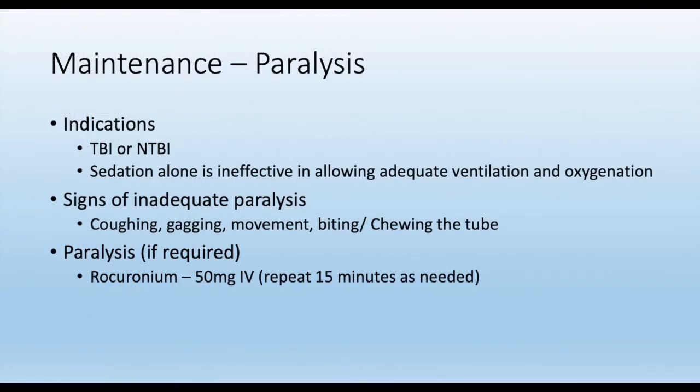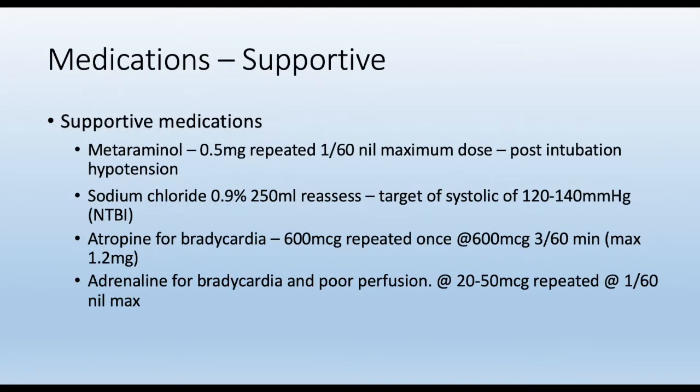Maintenance paralysis isn't always required, but if it is needed, the indication is traumatic brain injury or non-traumatic brain injury. Sedation alone is not effective in being able to ventilate and oxygenate, so basically they're fighting against you with coughing, gagging, movement, biting of the tube. If we do go with paralysis, we're going to use rocuronium, 50 milligrams IV, repeated at 15 minutes as required.